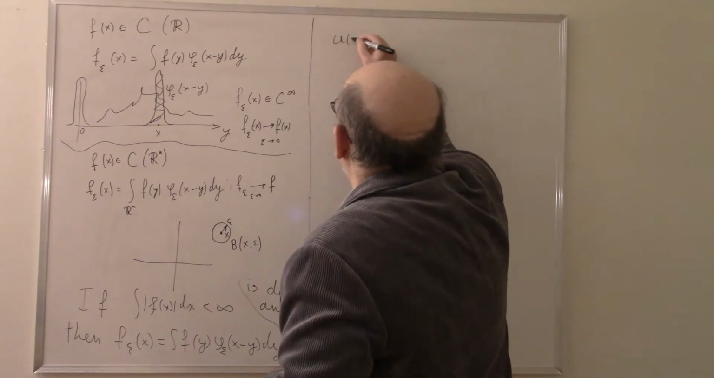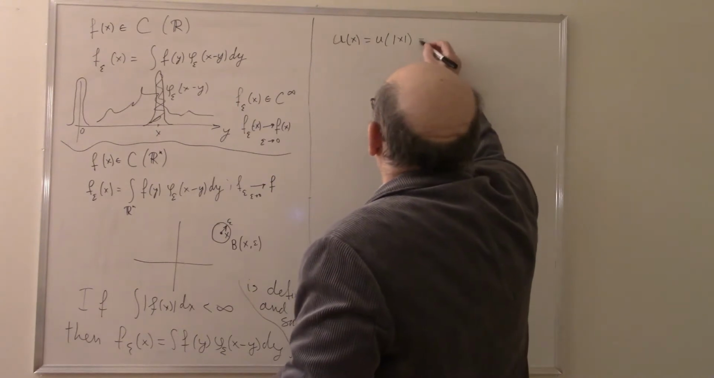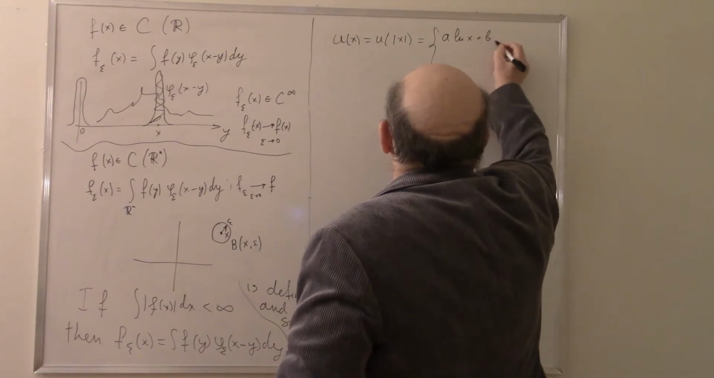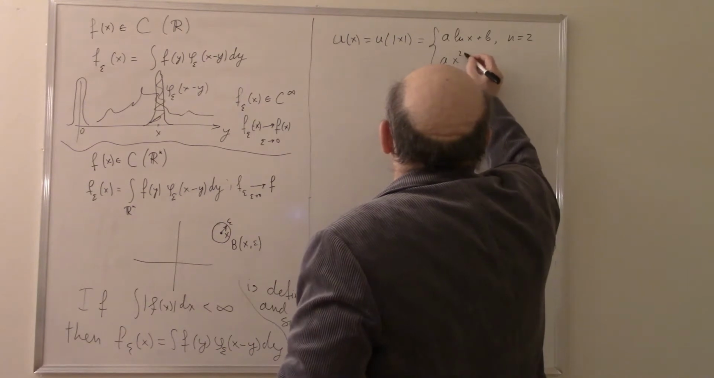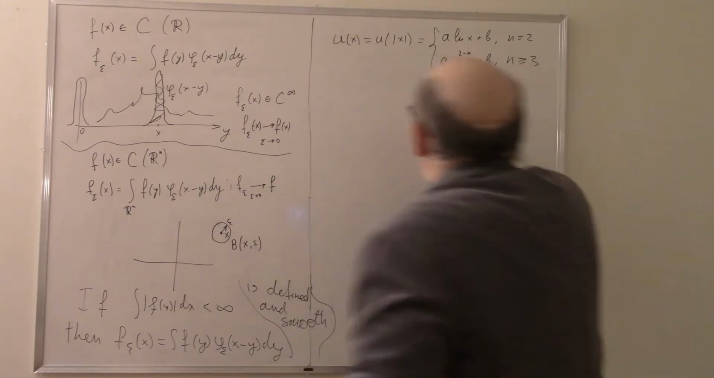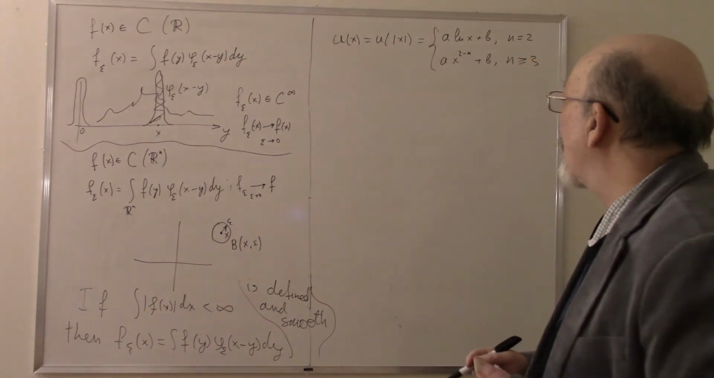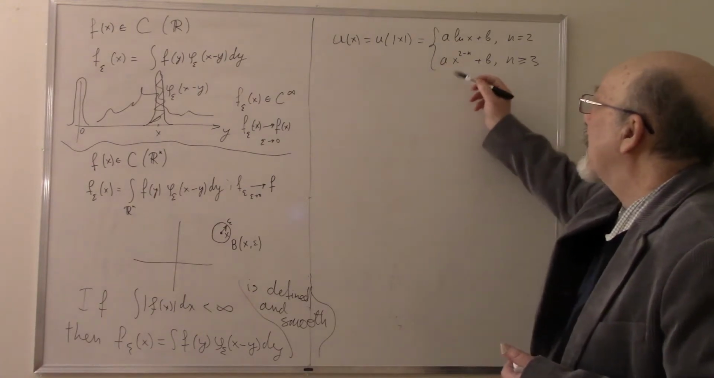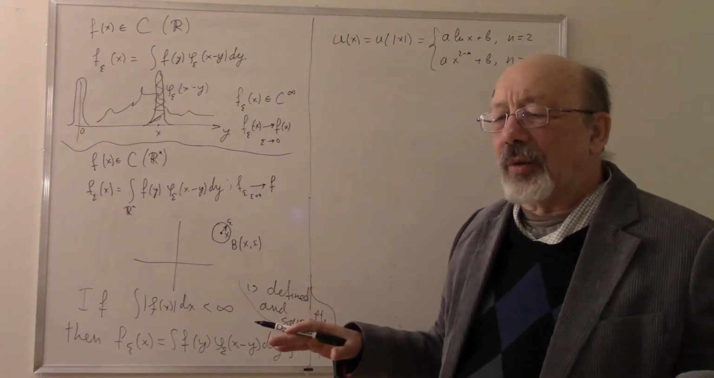u of x, which is in fact u of module x, equals a logarithm x plus b if n is 2, and ax to the power 2 minus n plus b if n is more or equal than 3. So both this and this function are unbounded. They go to infinity when x goes to 0. But beyond this, these functions are good.